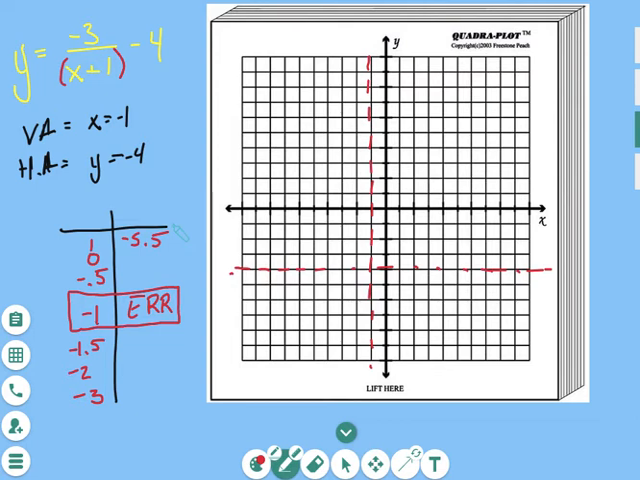Do the same thing but plug in 0 instead. I get negative 7. Do the same thing but plug in negative 0.5. I get negative 10. Now I'm ready to go to the other side of the table, so plug in negative 1.5 and I get 2. Plug in negative 2 and I get negative 1, and then plug in negative 3 and I get negative 2.5.